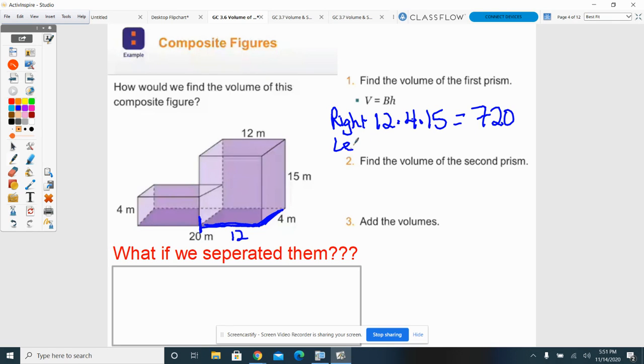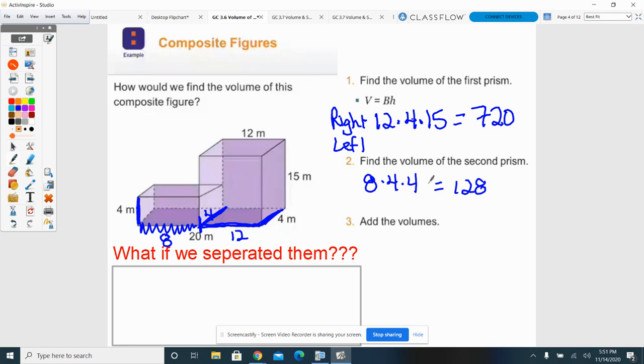Now, how about the one on the left? Well, if this is 12, what does that leave me for this guy? 12 plus what is 20? That's going to be 8 here. Then you have this length here, which goes to the right, and that's going to be 4. And this height is also 4. So we're going to use 8 times 4 times 4, which is 32 times 4, which is 128.